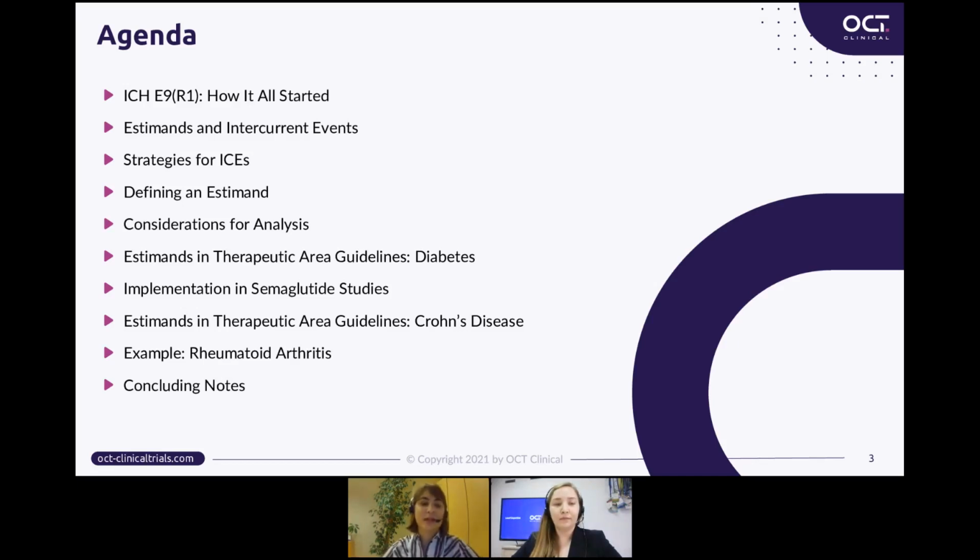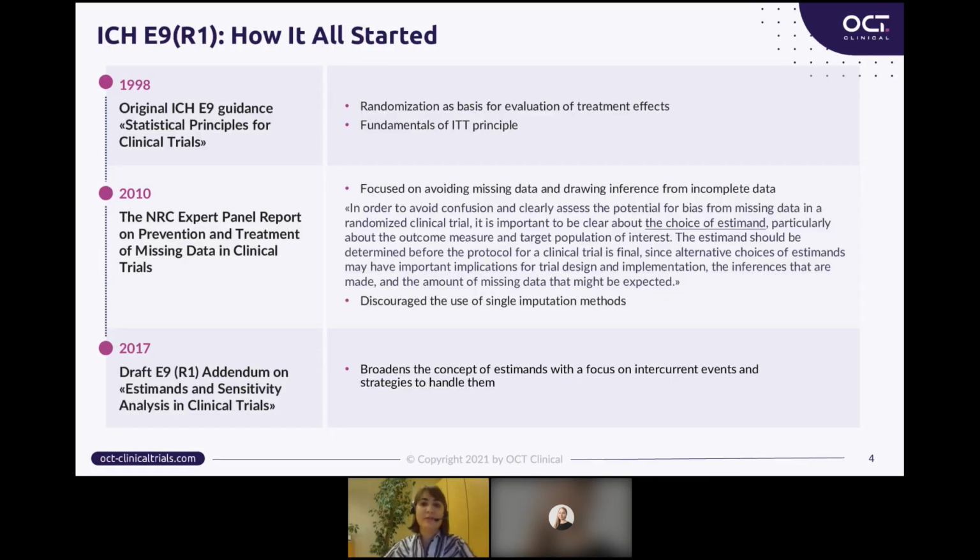I will start my presentation with a short introduction on the circumstances that led to the creation of the addendum on estimands and sensitivity analysis. The original ICH E9 guidance was issued in 1998, and since then, it has been the foundation for statistical considerations in the design, analysis, and reporting of clinical trials. E9 made an emphasis on minimizing bias and underlined the importance of randomization as a solid basis for obtaining unbiased estimates of treatment effect. The fundamental principles discussed in E9 continue to be valid and useful for any statistician.